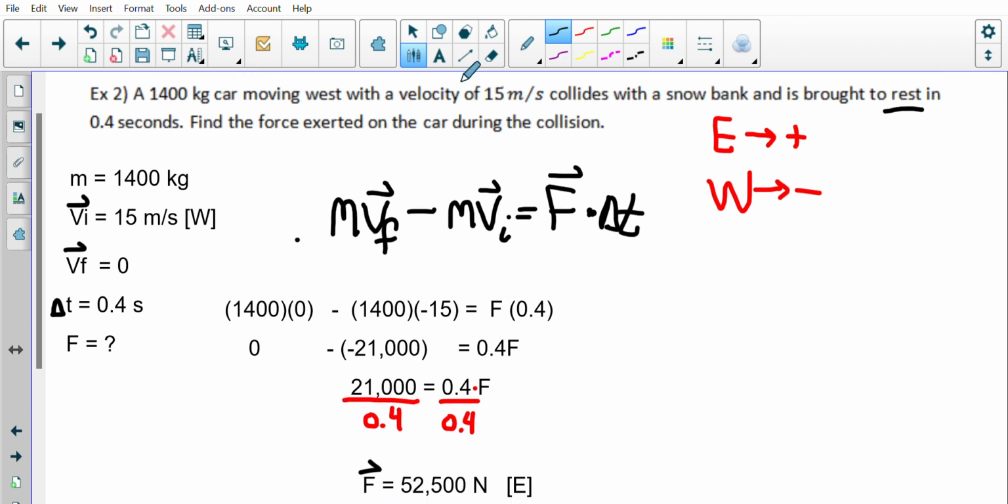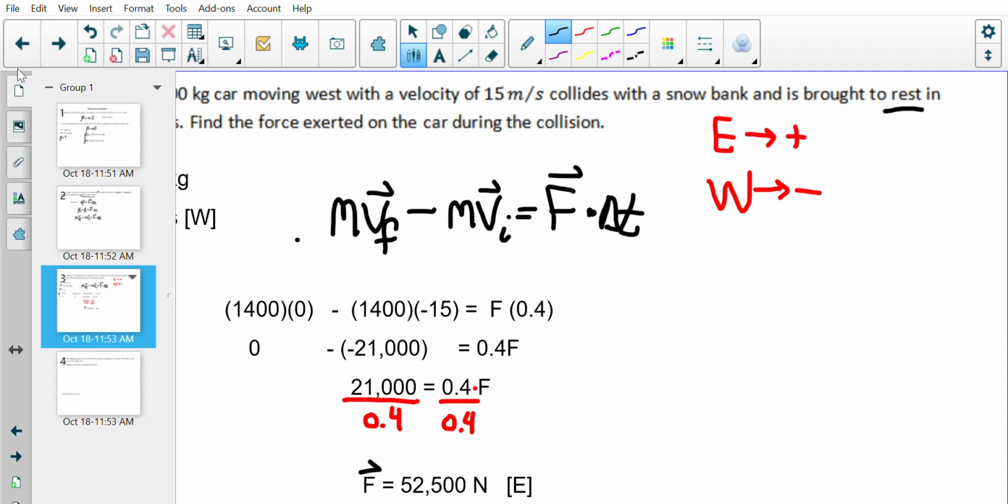Now that makes sense. If the car was moving west, to stop it, we would need a force in the opposite direction, which would be east. So it all makes sense. Again, watching our signs. All right, let's try another one.